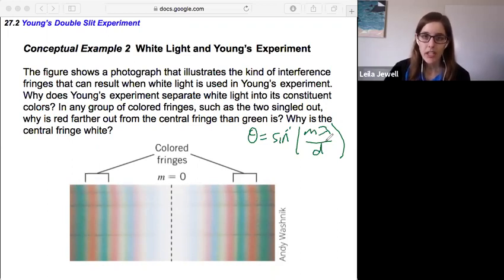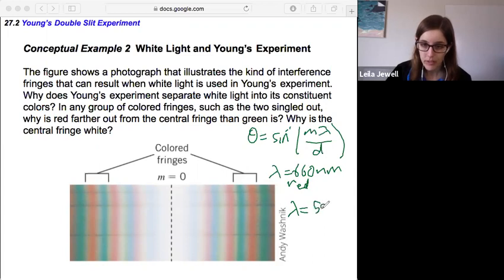But notice the other variable, lambda, our wavelength, will change depending on what wavelength of light we have. We just saw an example with red light, where the red light was around 660 nanometers. So that's for red. But we know that visible light goes from about 400 nanometers all the way up to about 700 nanometers. So red is on the 700 nanometer side of the spectrum. Green would be somewhere in between. I think it's about 550, since they mentioned green.